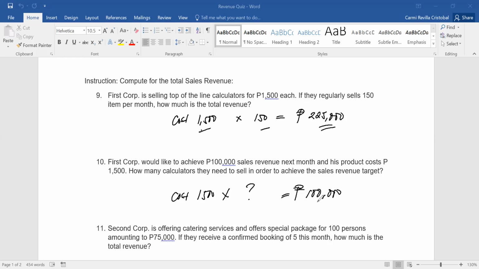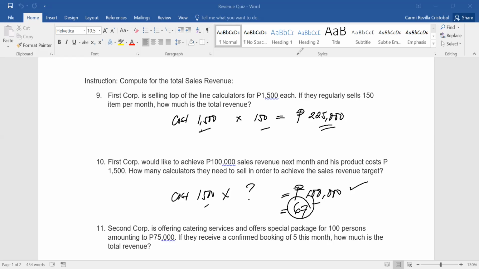All you have to do is to divide this to 1,500. So, you'll get around 66 point something. And then, let's just round it off, okay? 67 calculators. Para ma-achieve mo pa rin yung 100,000. So, the answer is 67. Okay, let's just round it off. For purposes of this problem, let's just round it off. Alright? Okay, so let's go to number 11.